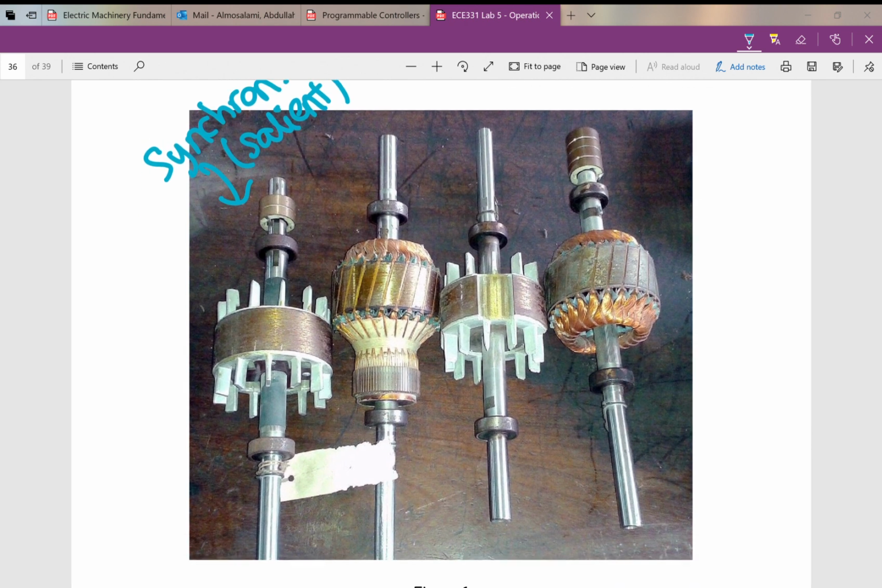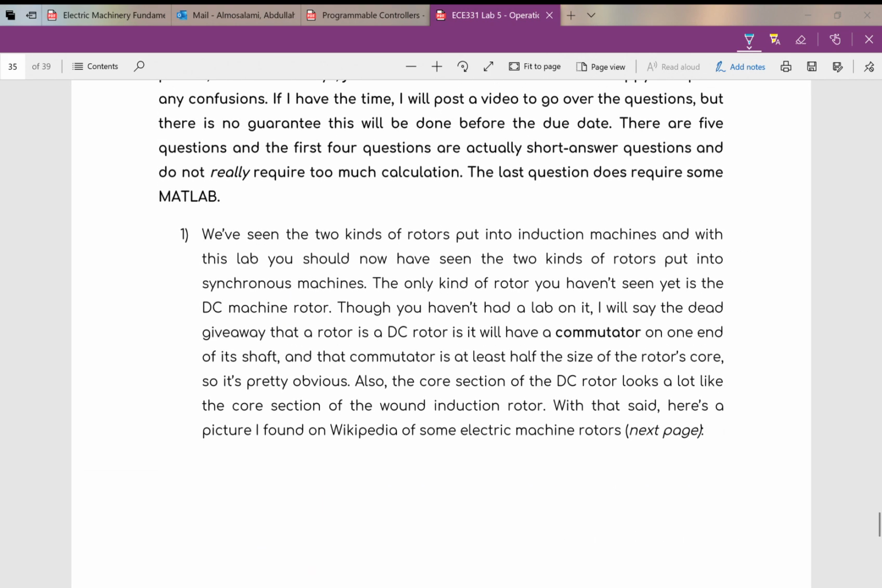First of all, this is a DC rotor. Like, this is 100% a DC rotor. There's no doubt about it. You see this here? That's a commutator. And that's kind of in the problem statement that I mentioned, that this commutator will be on one end of the shaft, and it's at least half the size of the rotor's core, so it's pretty obvious. And the DC rotor also looks a lot like the core section of a wound induction rotor.